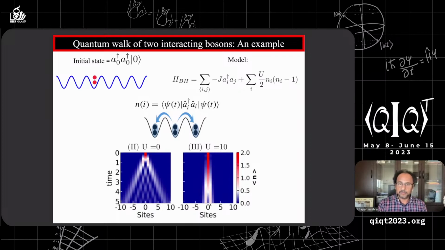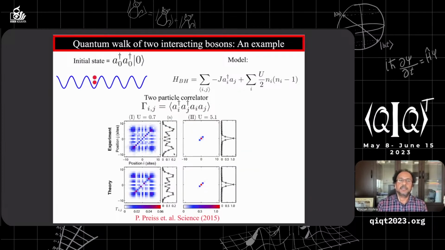Here is the experimental observation by the group of Markus Greiner, and for weak interaction you can see this probability or the correlation matrix element is finite throughout the grid. However, when U is strong compared to the hopping, then you see only the diagonal elements are finite. That means the particles remain close to the initial position. This is the experimental observation using cold atoms in optical lattices, and this is the theory prediction.